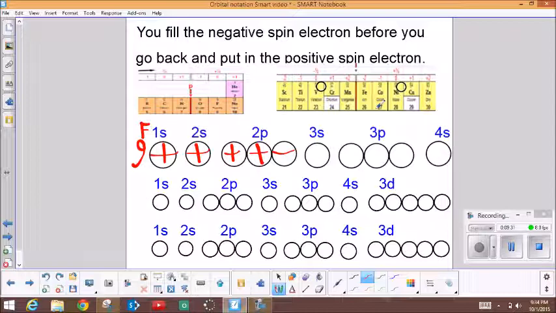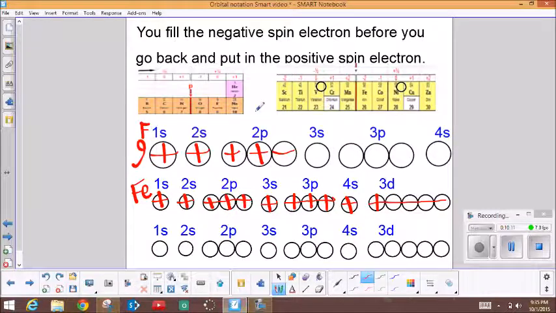Okay. Let's look at iron. Let's do iron. It's number 26. So that's distributing 1, 2, 3, 4, 5, 6, 7, 8, 9, 10, 11, 12, 13, 14, 15, 16, 17, 18, 19, 20, 21, 22, 23, 24, 25, 26.